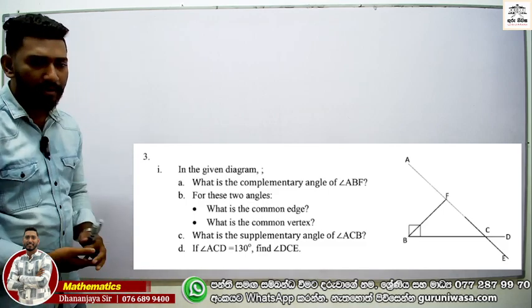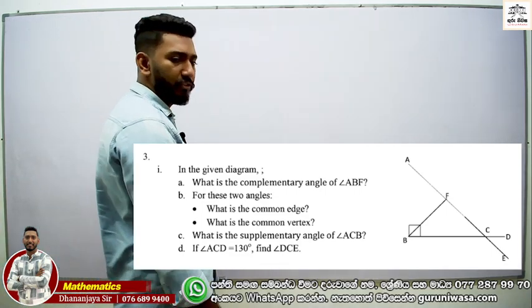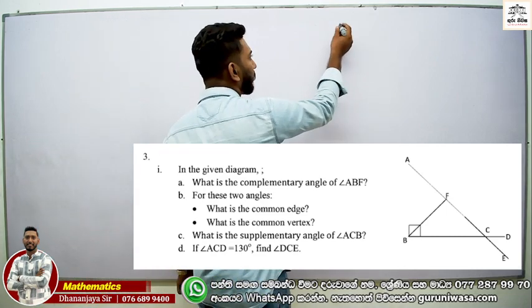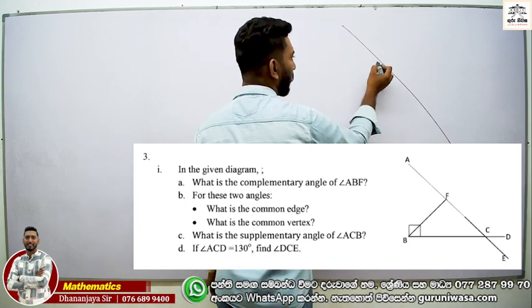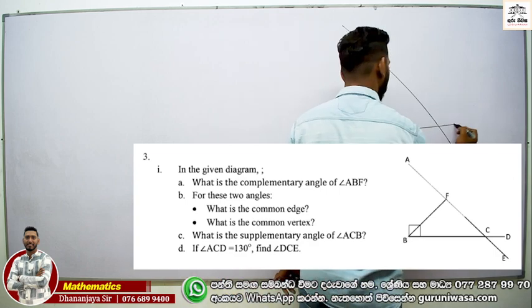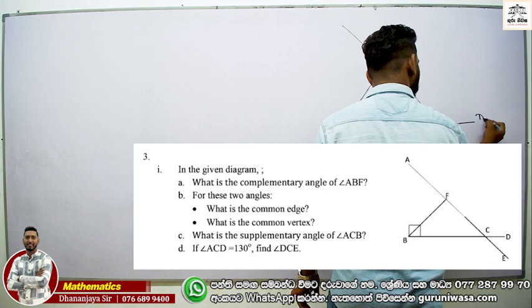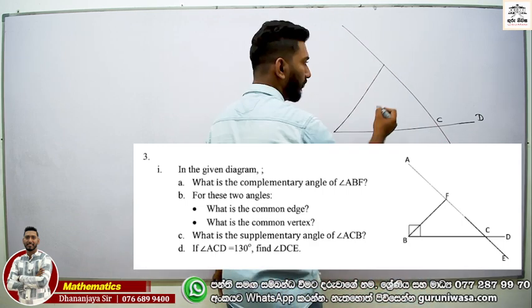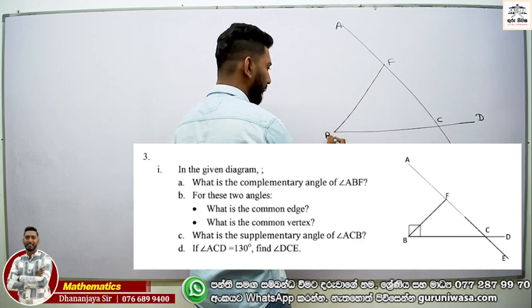In the given diagram, what is the complementary angle of the angle ABC? Let's first draw the diagram. C, D, E, F and A and B.